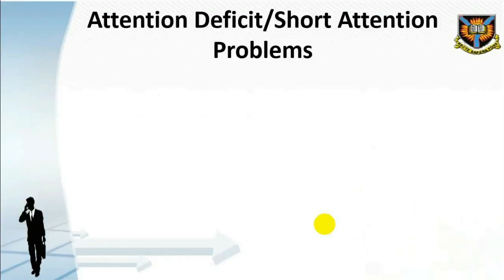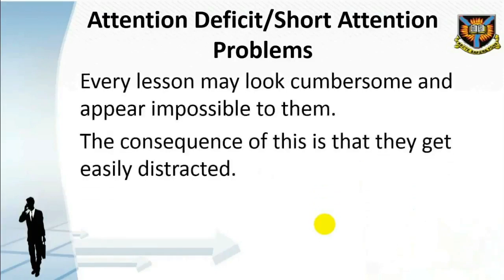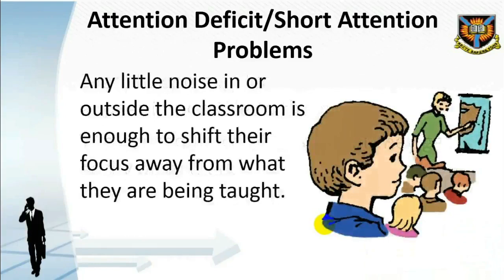Every lesson may look cumbersome and appear impossible to them. The consequence of this is that they get easily distracted. Any little noise in or outside the classroom is enough to shift their focus away from what they are being taught. In such a case, the teacher is likely to call on the child continuously in order to redirect and bring back his or her attention to what is being taught.